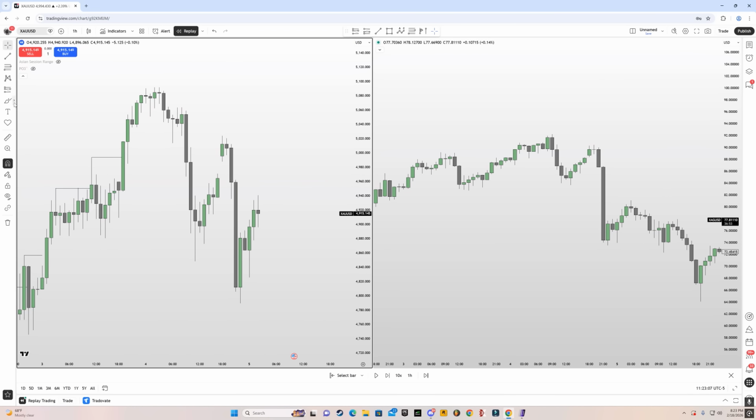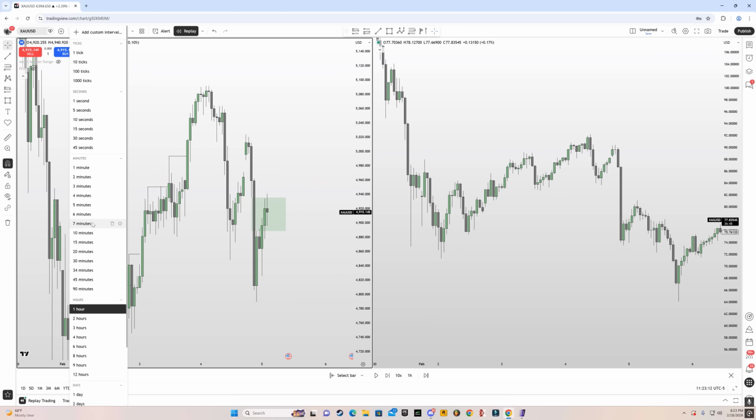So I'm on the hourly time frame. We can clearly see we have this hourly fair value gap. So we have marked that out. Let's drop down to 5-minute time frame and see what happens.